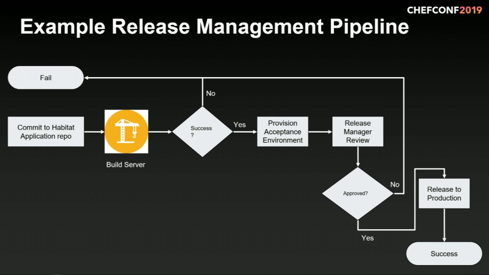Just at a high level, these slides will be available after. This is kind of a jury-rigged release process. So a change should always be kicked off by a commit to the Habitat application repo. A build server should pick that up and build it. Based on a success inside of that job, you should be doing things like lint and unit and syntax checking. You should be building a little one-machine environment to test that out. Based on a success or failure of that, you should provision an acceptance environment, and a release or change manager should be looking at that acceptance environment and either approving or denying it.